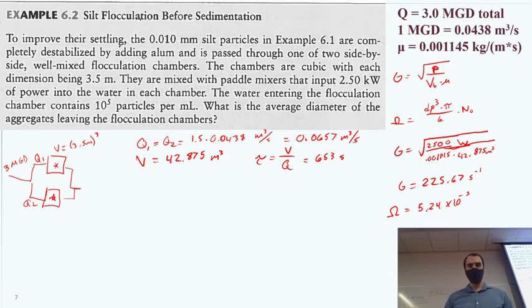A couple more terms here before we even solve a mass balance. We can solve for G and the flock volume. So G is about 225 per second, and the flock volume is 5.24 times 10 to the minus fifth. A couple things to note. For the flock volume, this 0.01 millimeters, you divide that by 1,000 to get meters. So that's 10 to the minus fifth meters.